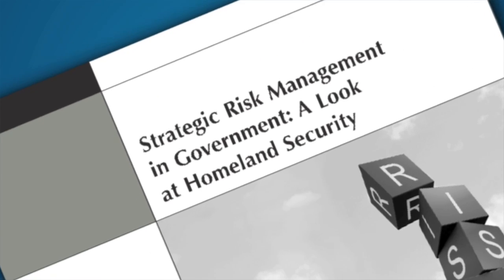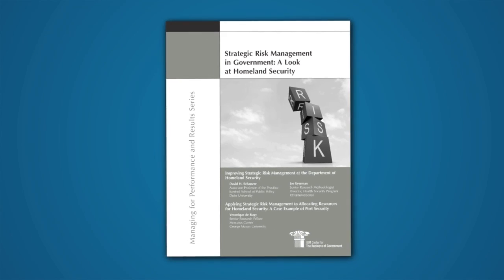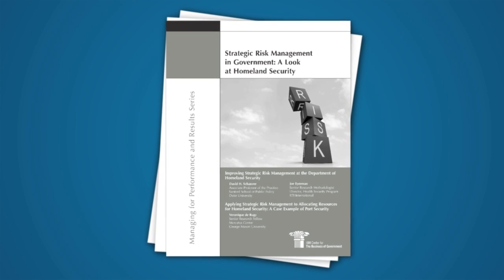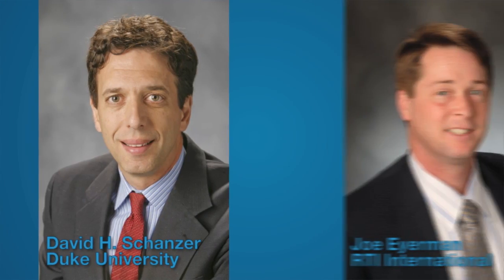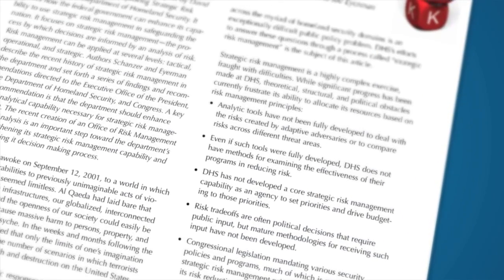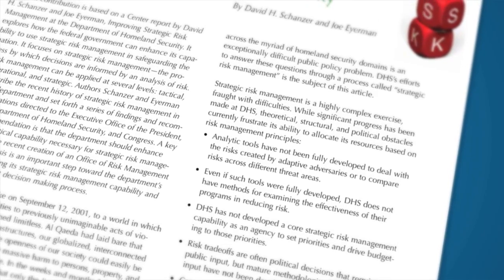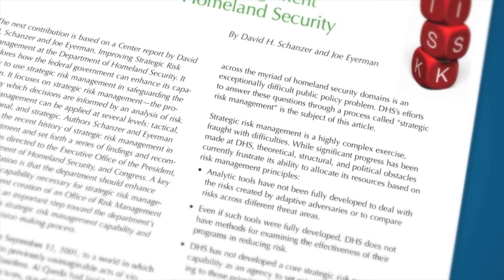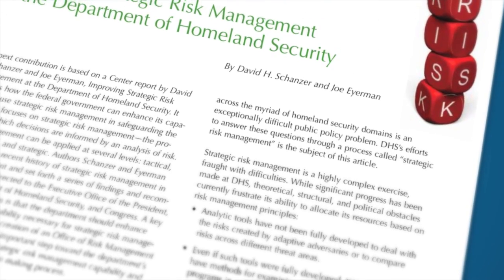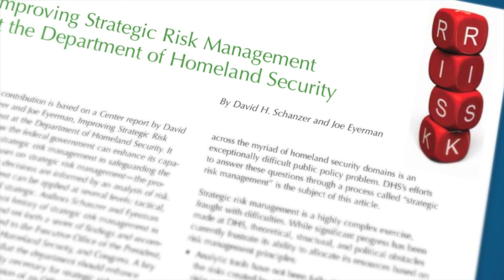In the fourth and final report, Improving Strategic Risk Management in the Department of Homeland Security, Professor David Schanzer and Dr. Joe Eierman describe the recent history of strategic risk management in DHS and present findings and recommendations applicable for any agency that needs to streamline its operations.